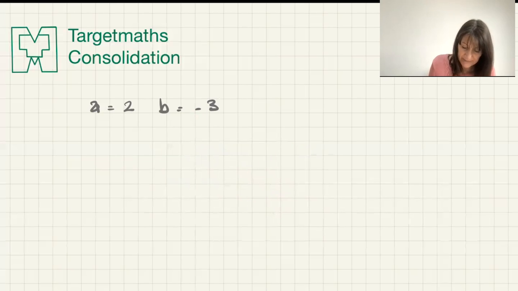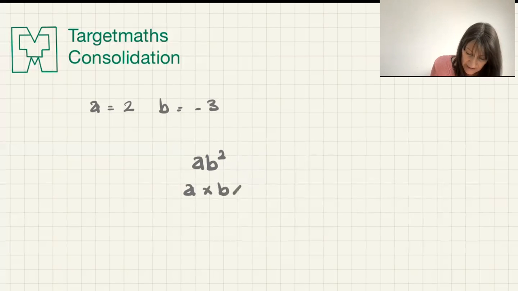Here's another one, AB squared. So work out AB squared. Press play when you're ready. Okay, so this is A times B times B. B squared is B times B. So I've got 2 times minus 3 times minus 3.